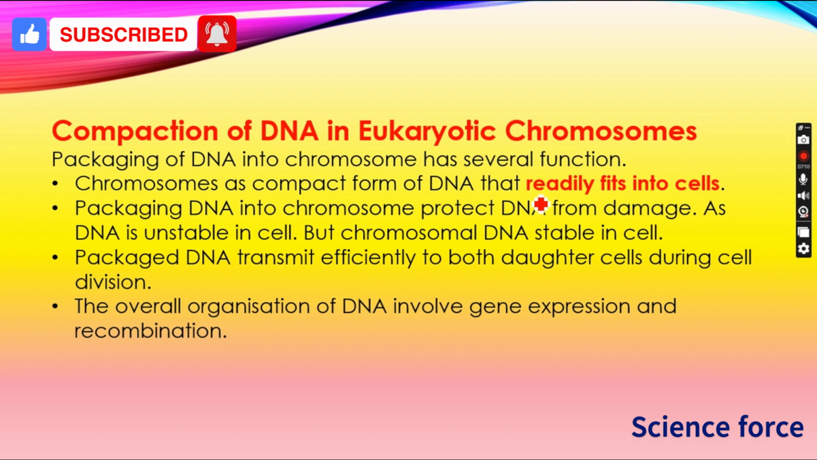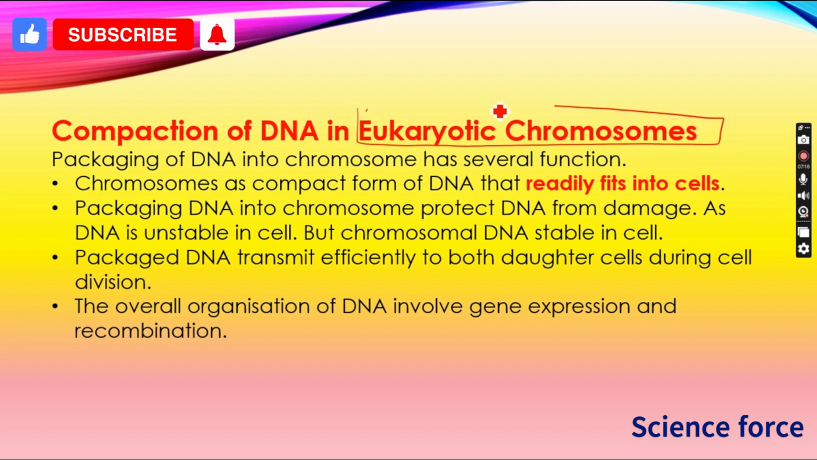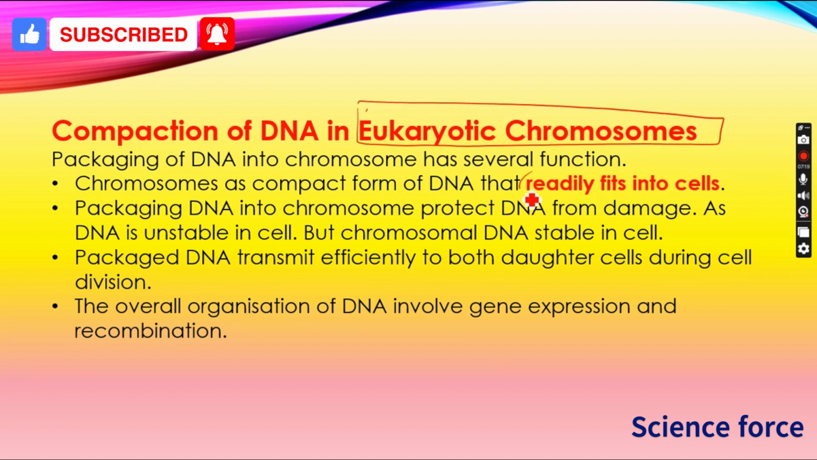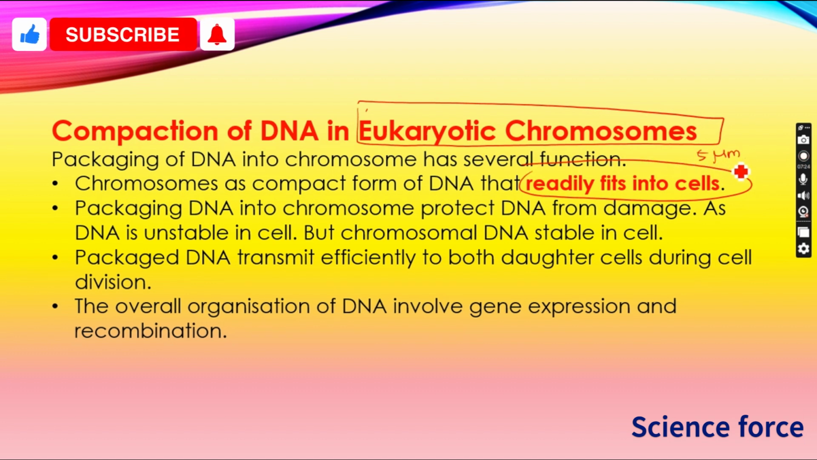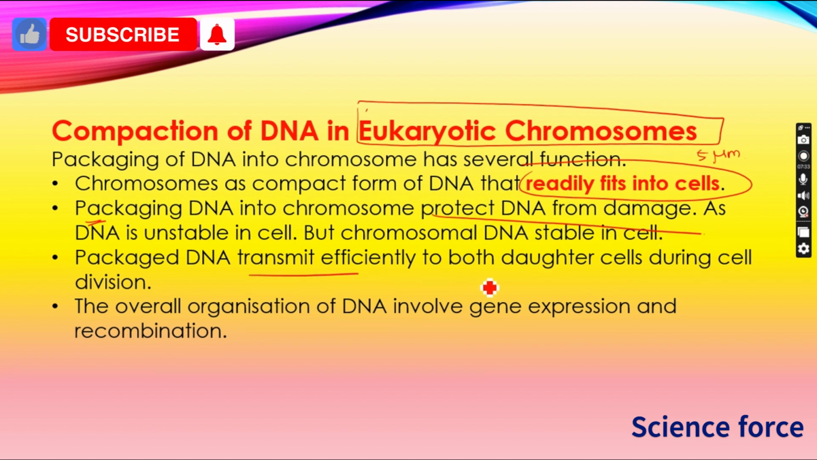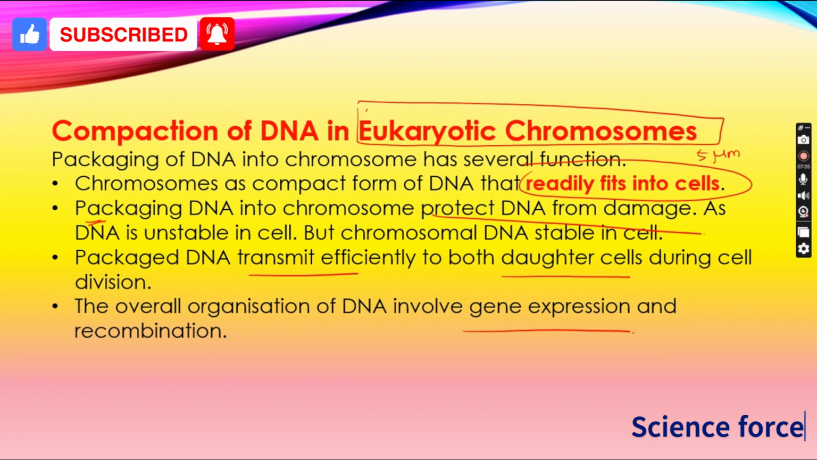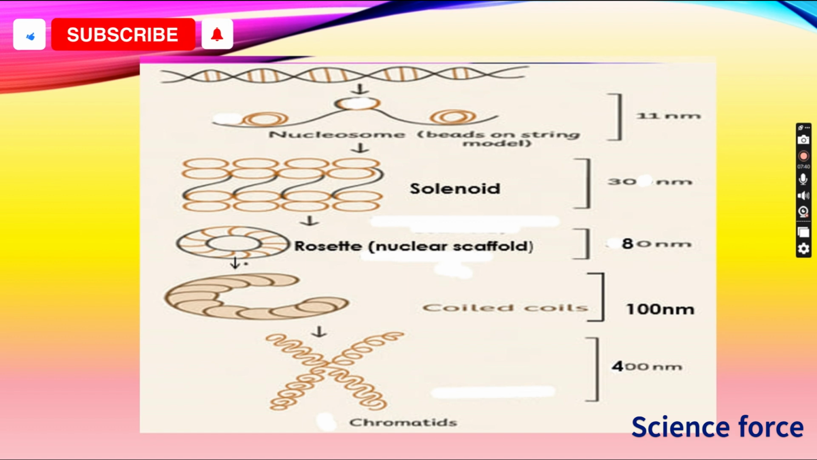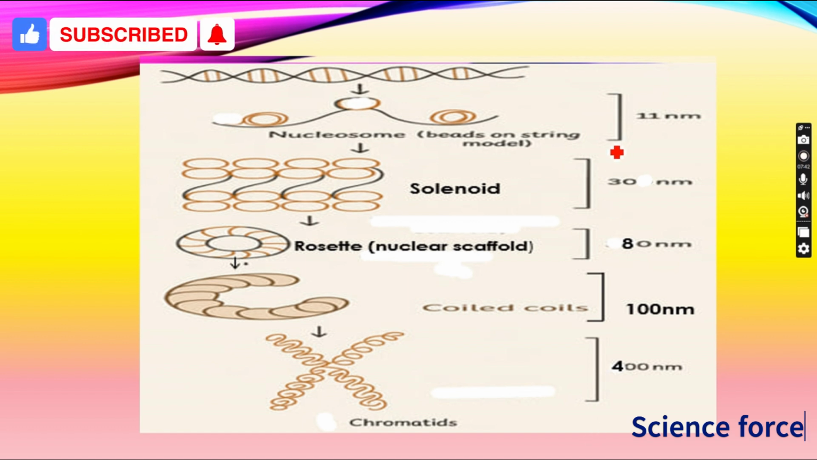As we said at the first, chromosome compaction in eukaryotes is very important because it is going to fit into a nucleus of about 5 μm diameter. It is also involved in packaging, for preventing damage and to transmit to the daughter cells for gene expression. These are the very important functions of packaging. As we said, this is the overall view.